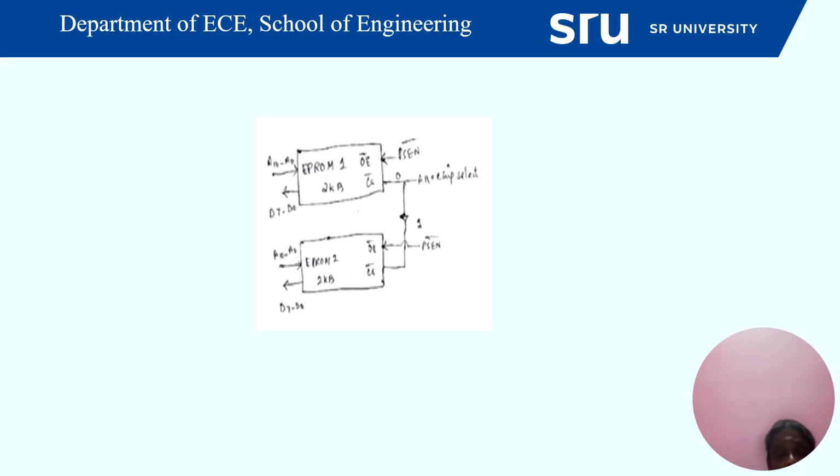And then here also, A8 to A15, and then D7 to D0 data. So here it is D7 to D0 data. And here it is A11. The 11th address line will be used for chip select.